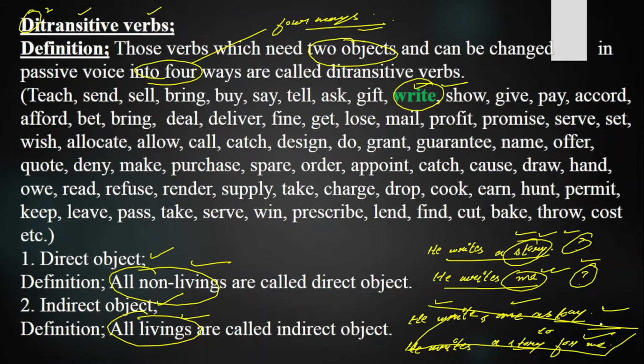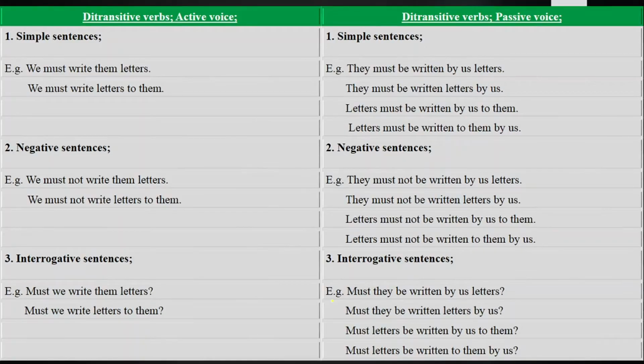This is what I'm teaching: all the ditransitive verbs, how to change them from active voice into passive voice. From teach to cost, we will be discussing all of them. So let's begin. We are going to change the ditransitive verb must, the modal auxiliary must, from active voice into passive voice.